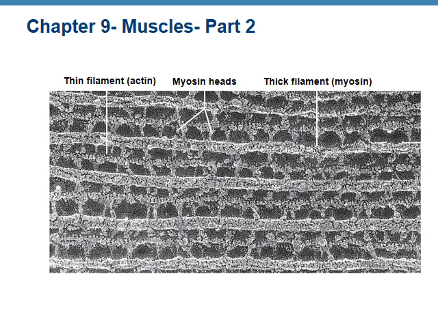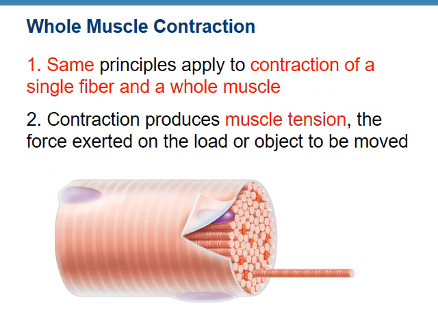Now we're going to move into Chapter 9, Part 2, where we discuss muscle mechanics. There's several points or bullets that I want to make here when we talk about whole muscle contraction. So number one is that the same principle applies to the contraction of a single fiber or muscle fiber cell and the whole muscle. So here we have Z disc to Z disc, which is sarcomere.